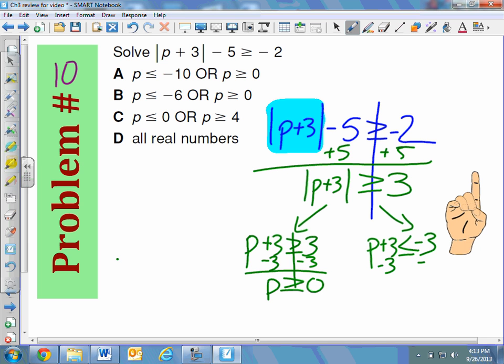And I'm going to do minus 3, minus 3. And we're going to get p is less than or equal to negative 6. Okay, so guess what this is? This is actually going to be an OR problem, right?